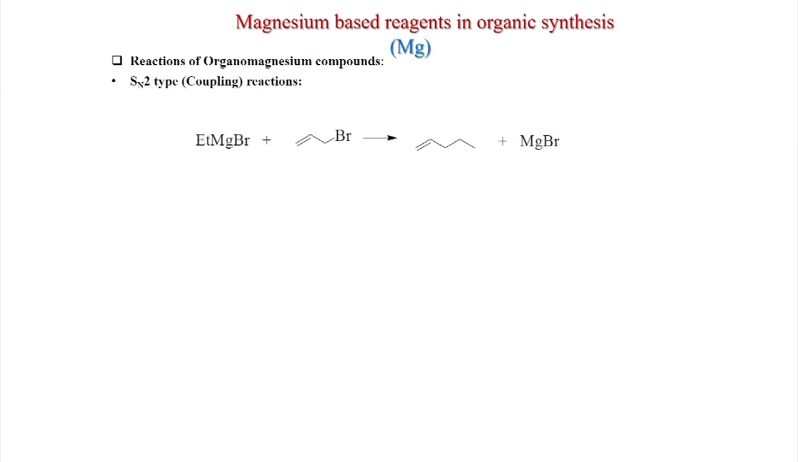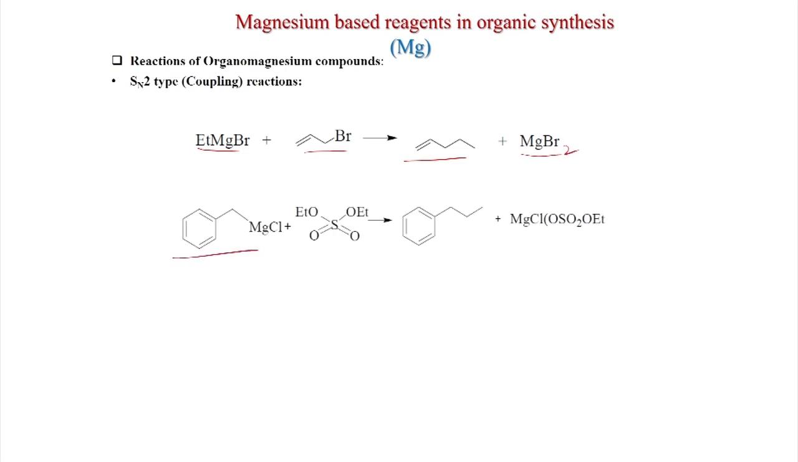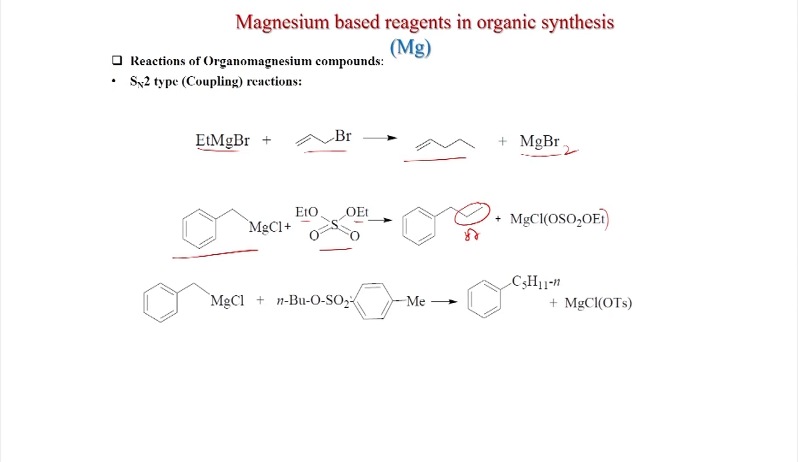SN2 type coupling reaction, this already we have seen. Here are some more examples, like ethyl magnesium bromide with allyl bromide, you get this double bond olefin and magnesium bromide. Also, this benzylic magnesium chloride can react with this sulfonate. And this ethyl group comes from the sulfonate, and this is the byproduct. Also, benzyl magnesium chloride can react with this sulfonate, N-butyl OSO2, and you get this N-butyl group. So, the N-butyl group comes to this one, and ultimately it becomes pentyl group.